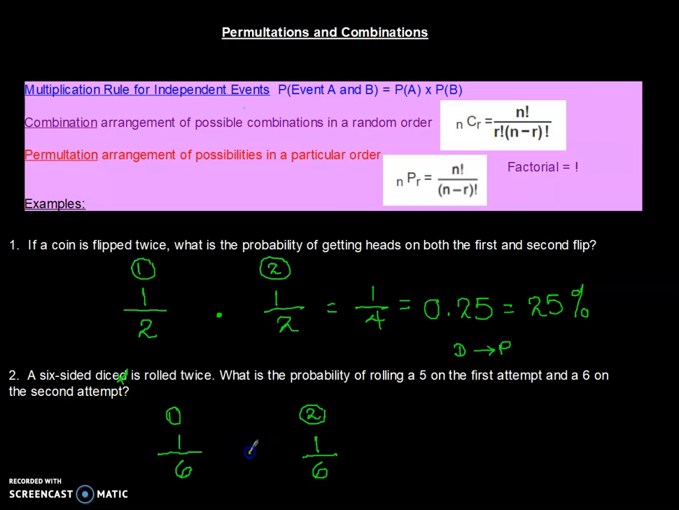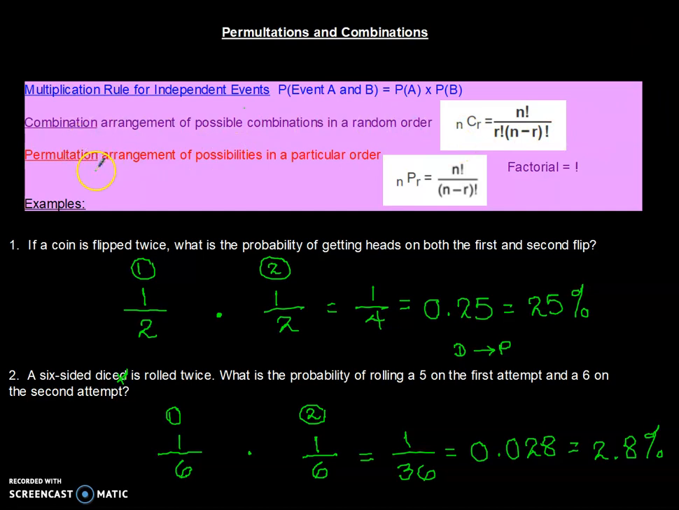And again, we'll multiply the two. We multiply straight across, which gives me 1 over 36. Again, 1 divided by 36, just rounding it, gives you about 0.028. To write the percentage, you would move the decimal over twice, 1, 2, which would give you 2.8%.